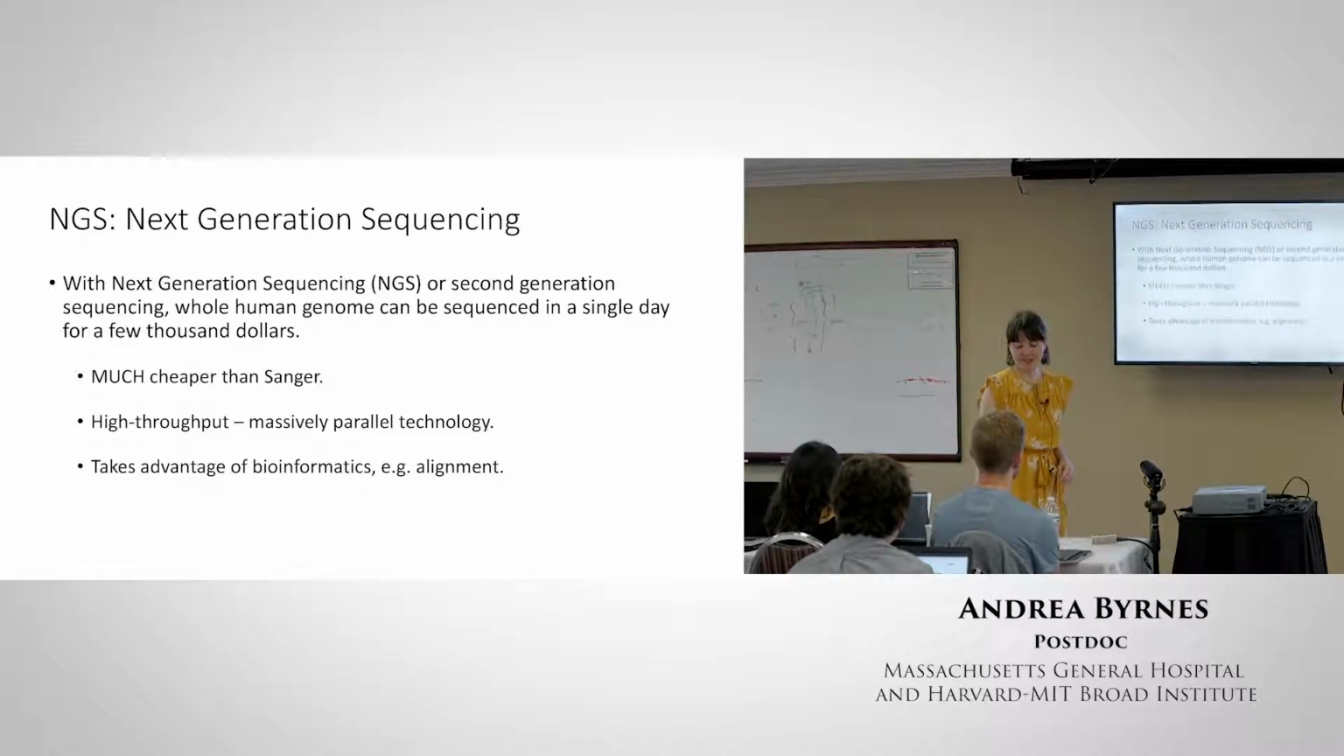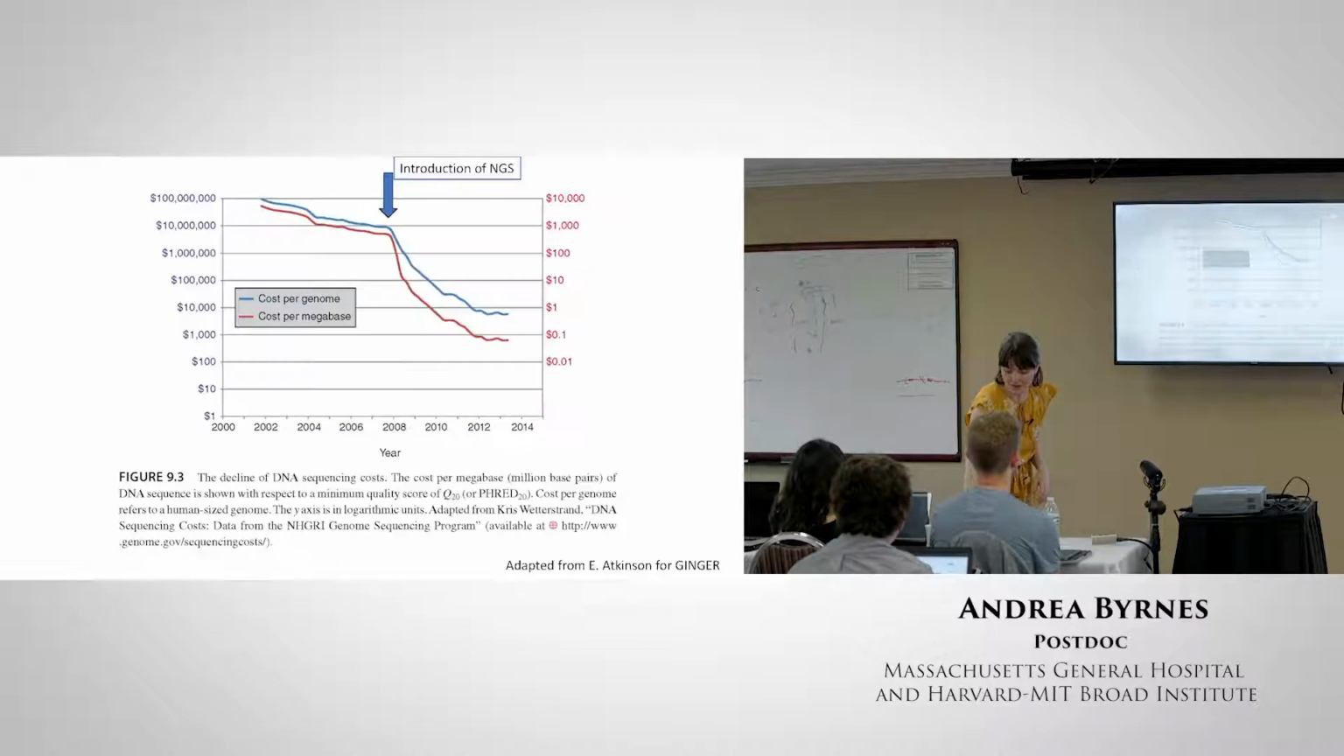So this is a high throughput, massively parallel technology, and it takes advantage of alignment. That means that now that we have a complete human genome, we can use it. I have a slide talking about that.